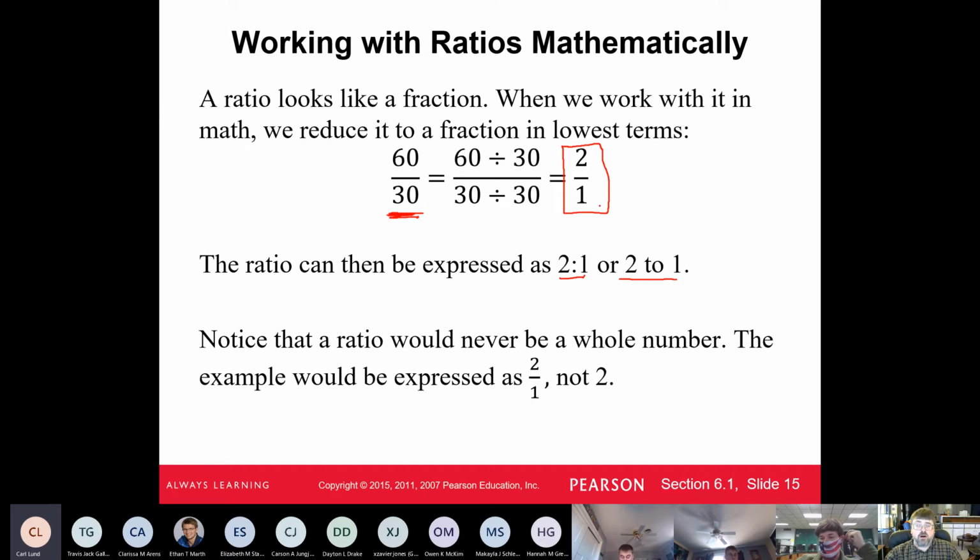With ratios, though, we always keep them as fractions. If we're talking about a ratio, we would never simplify 2 over 1 to be 2. We would keep it as 2 over 1. We would also never change a ratio to a decimal. If we had the ratio of men to women, that was the ratio of 30 to 60, we can simplify that to a ratio of 1 to 2, but we would never write that as 0.5. And so when we talk about ratios in math, we write them as fractions in lowest terms or simplest form.